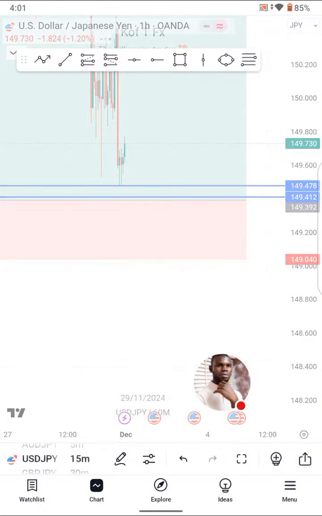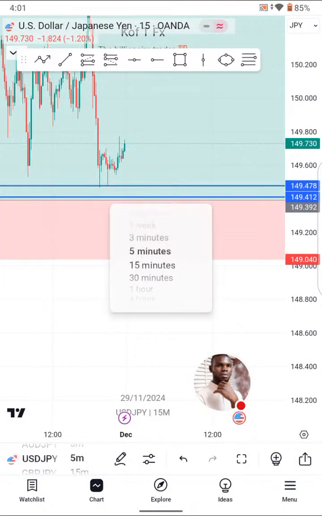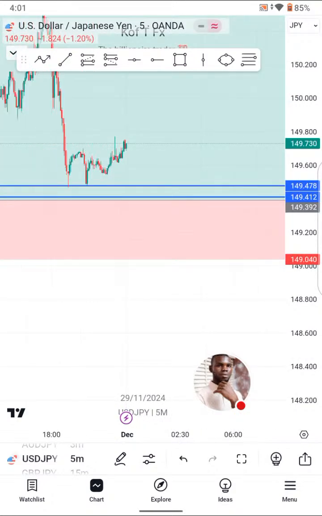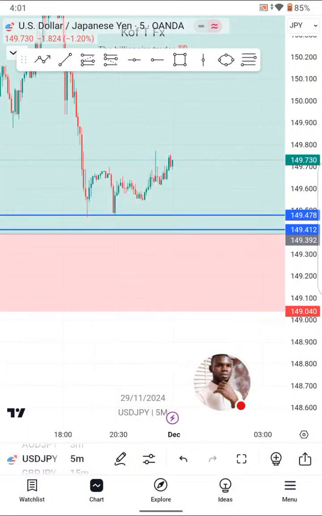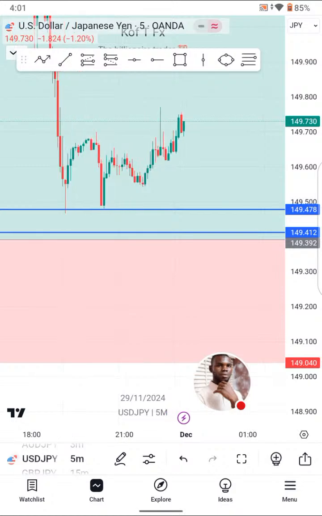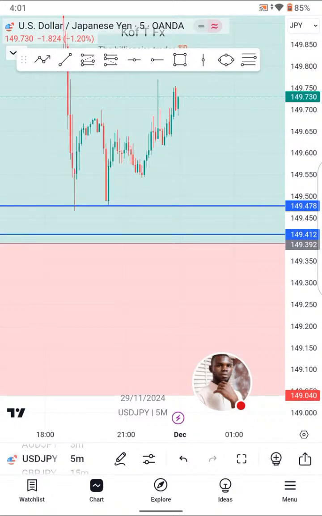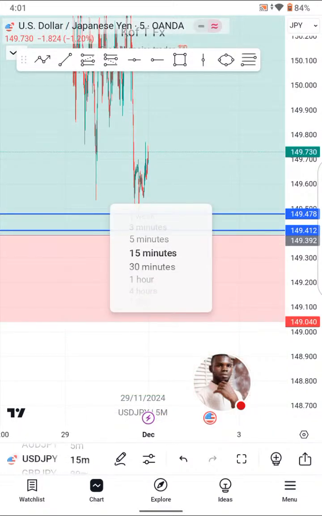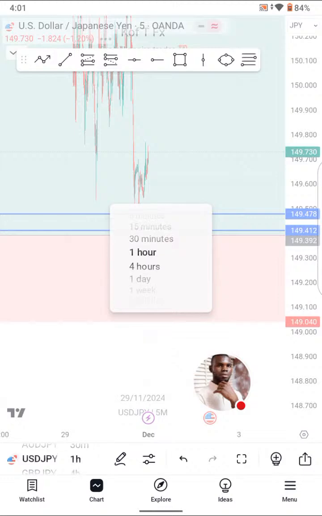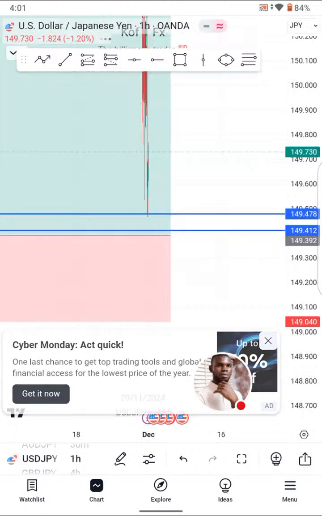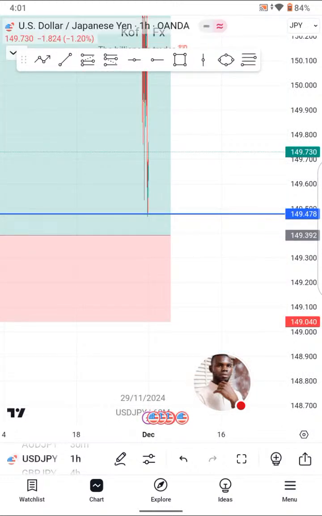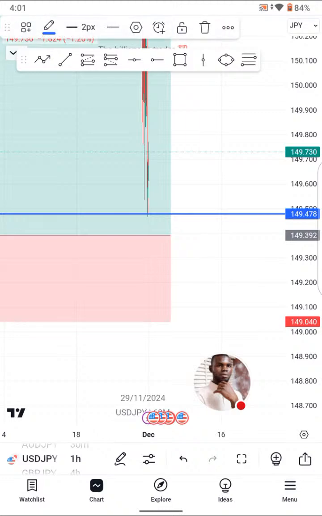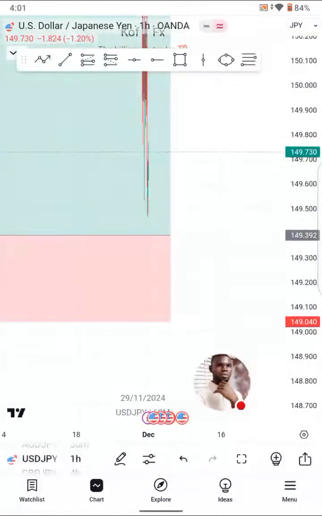But I will still wait for it to get to the POI, if at all I will be taking the trade. This is the 5 minute time frame. I will still wait for what will happen on Monday before I can decide on whether to take the trade or not. So I'm still waiting for the reaction on Monday. So that's that for USD JPY. So let's go to GBP JPY.